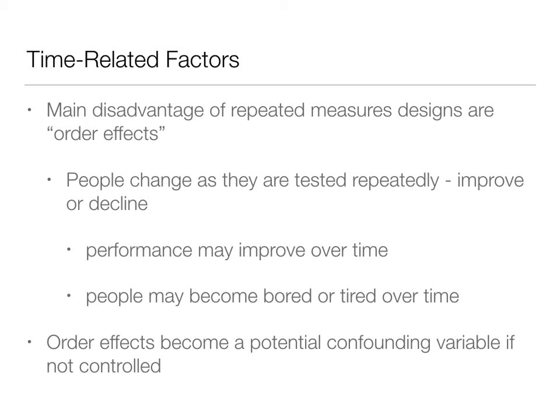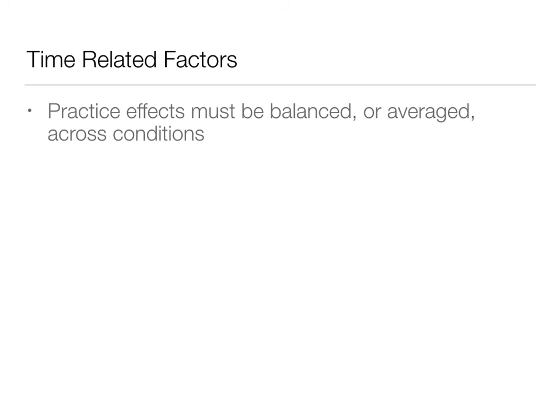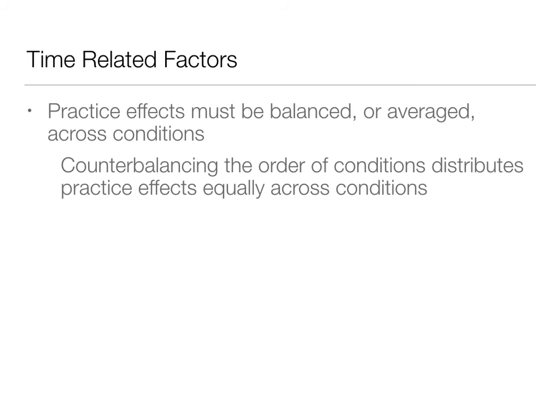And then we can't say, well, it was our independent variable that caused a change in our dependent variable, because what it really might be is just the order. It becomes an alternative explanation. So these practice effects must be balanced or averaged across conditions. And we do this through counterbalancing.